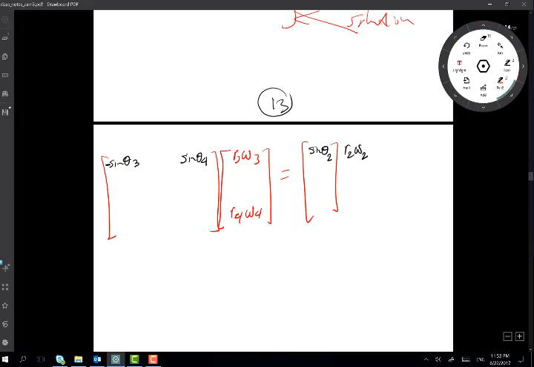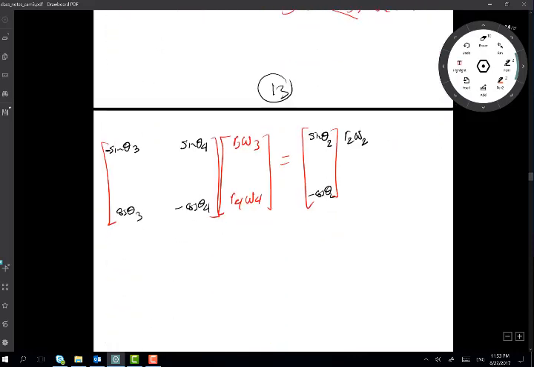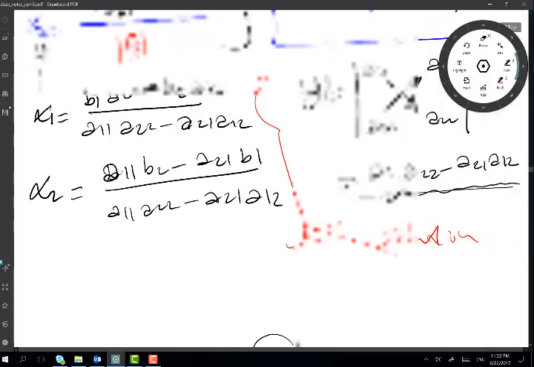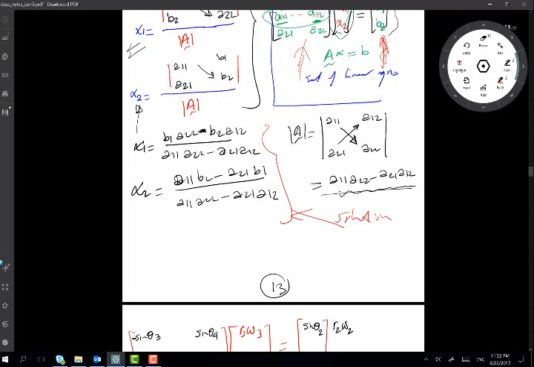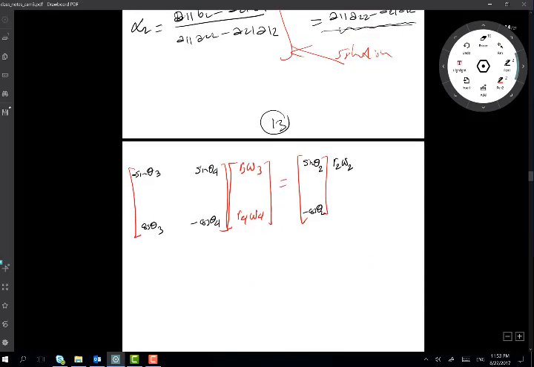Now the second line is cosine. I have cosine theta 3, and over here minus cosine theta 4. Here I'll have minus cosine theta 2, and I hope I got those signs okay. So that's minus cosine theta 2 minus cosine theta 4. So this is my system of linear equations, which corresponds to the example I gave you over here.